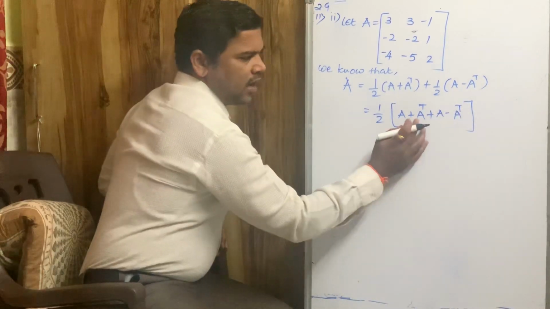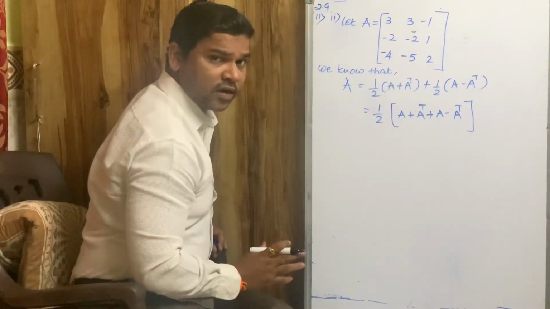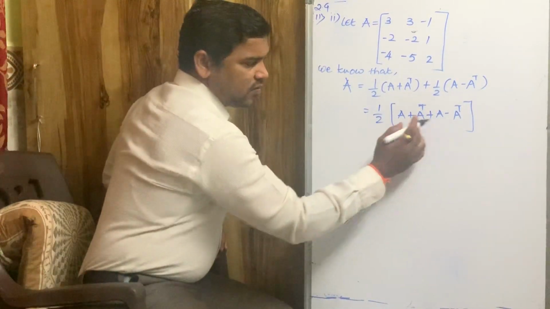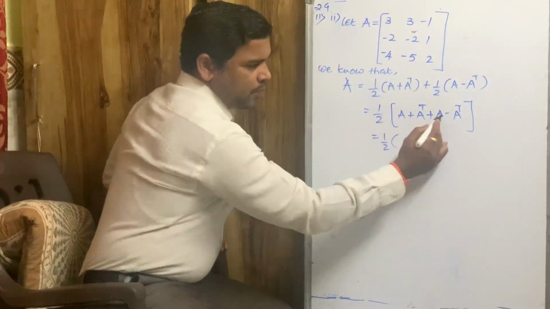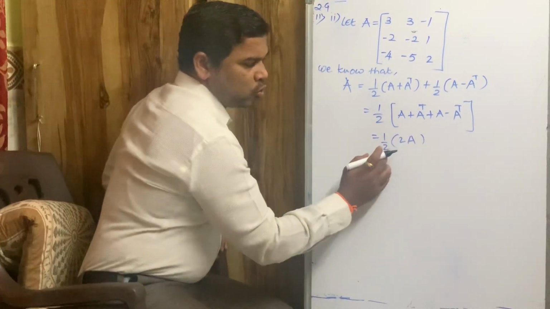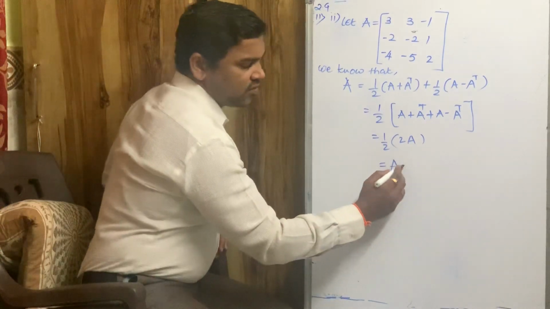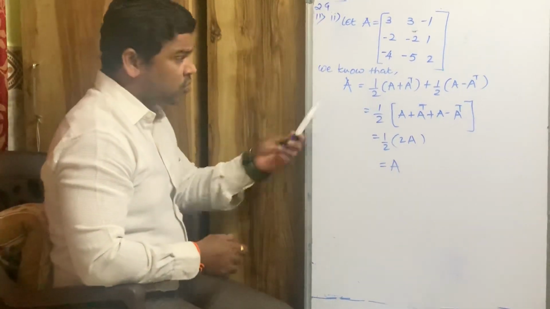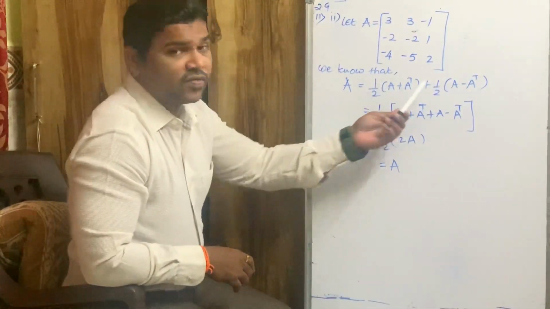So what will happen? A transpose minus A transpose will get cancelled. A plus A, so half of A plus A will become 2A. 2 will get cancelled. So what will be the answer? A. Are you getting it? So this A can be written as this.